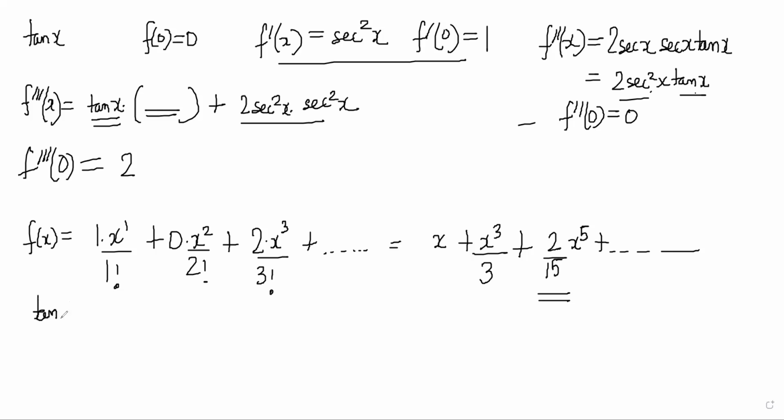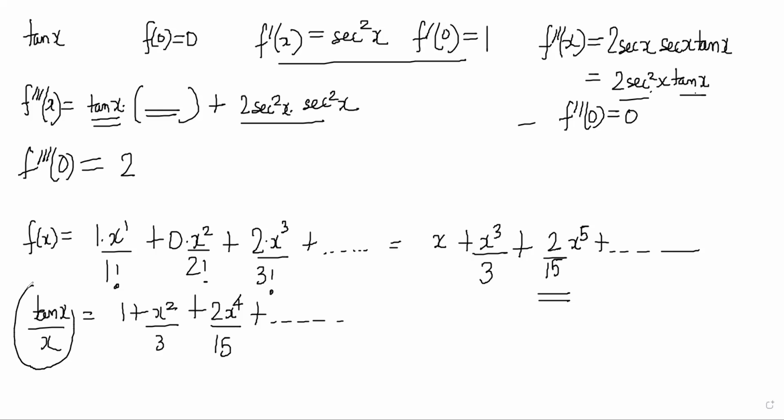So tan x by x will become what? 1 plus x square by 3 plus 2x power 4 by 15, and so on, and limit will tend to 1 if you take x tends to 0. However, notice that every term here is positive, right? So limit is actually greater than 1 here, right? On the other hand, when you are doing sine x by x, you are getting 1 minus x square by 3 and some stuff like that, right?